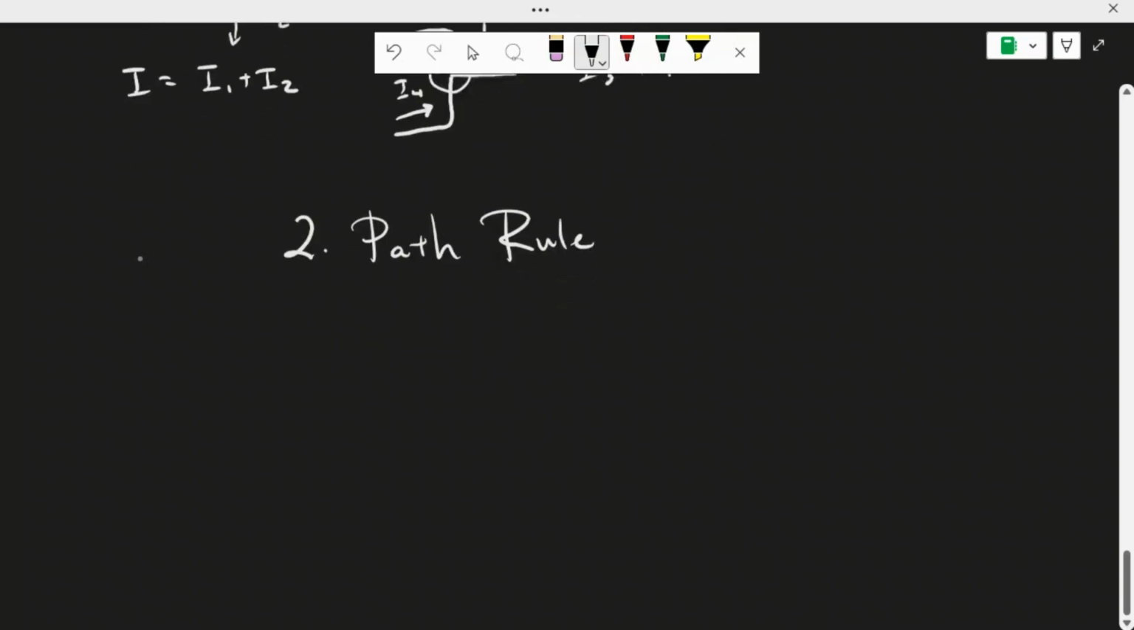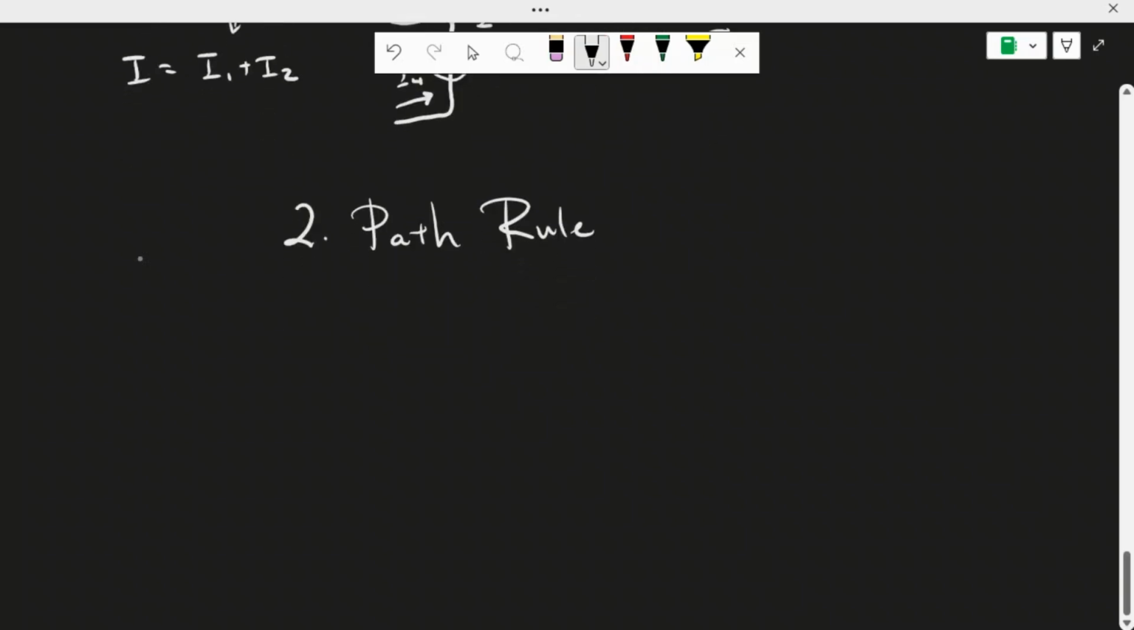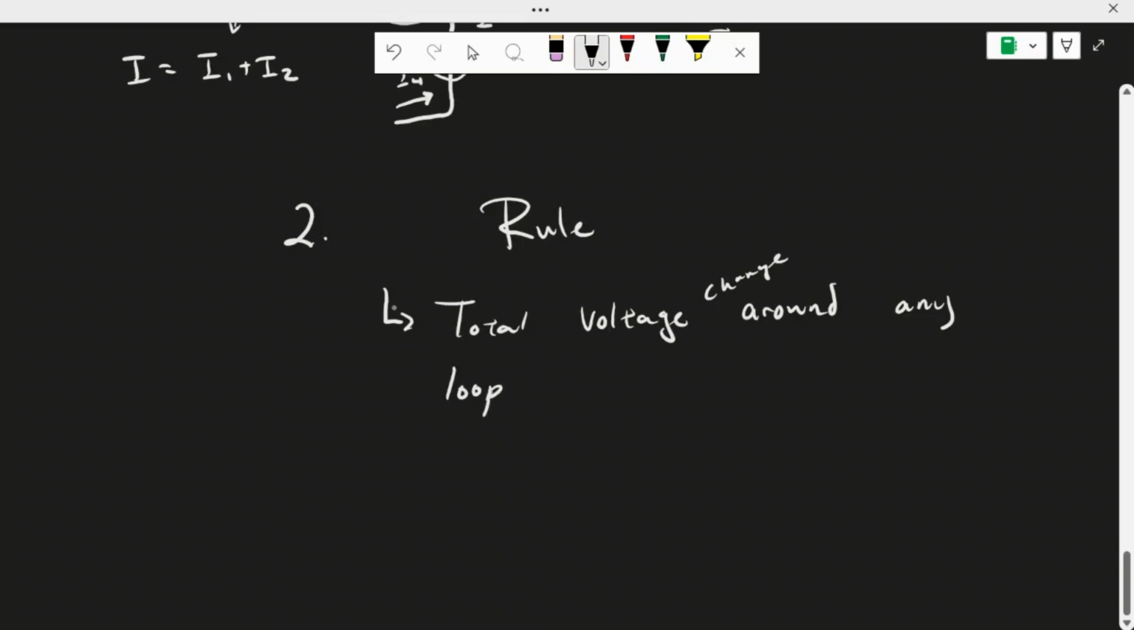Sorry, not sorry. All right, so this one says that the total voltage change around any loop, oh, that's what it's called. Boom. Loop rule. That's what it's called. Is 0.